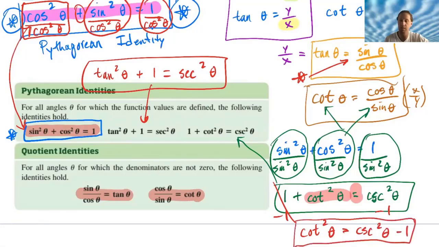So there are a lot of different versions of these, which I don't expect you to memorize all of them. If you can memorize all 3 of these, that would be ideal. But as long as you have the sine squared theta plus cosine squared theta equals 1, then you can come up with the other ones pretty quickly. Not as quick as if you had them memorized, but not bad.